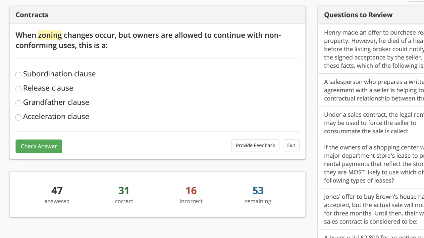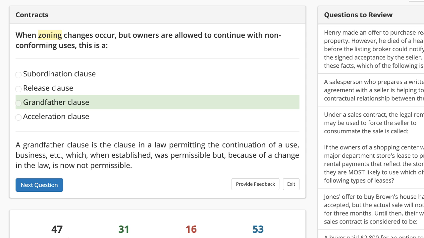All right. Wow. Looks like everybody's got this. When zoning changes occur, but owners are allowed to continue with non-conforming uses, this is A, subordination clause, B, release clause, C, grandfather clause, or D, acceleration clause. What do you all think here? When zoning changes occur, but owners are allowed to continue with non-conforming uses, this is C, grandfather clause.